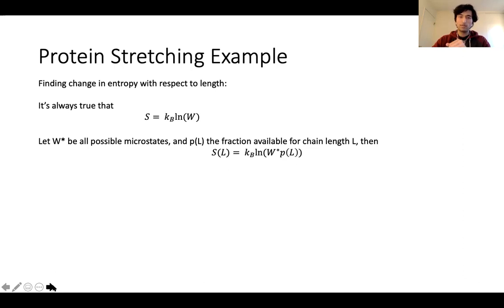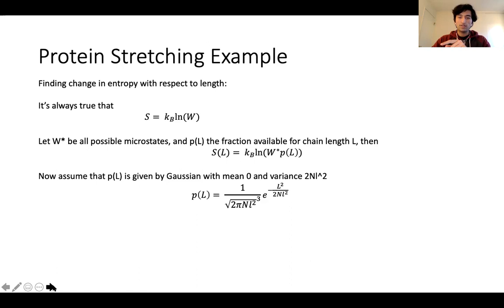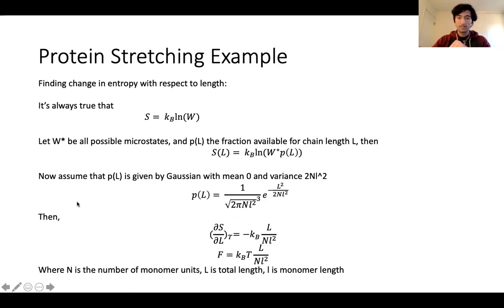And as I will go over later from the random walk derivation, the proportion or fraction of microstates in which the chain is of length L is really given by a Gaussian distribution, also known as a normal distribution, that's centered at 0 with this variance. But once we have this, we can take the partial derivative of this with respect to L. And of course, you're not really expected to go through this again, but this is just for you to understand. And we can finally come up with this relationship here.